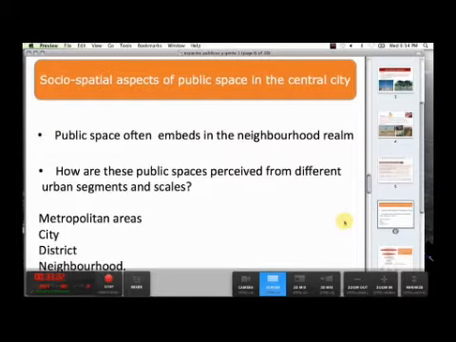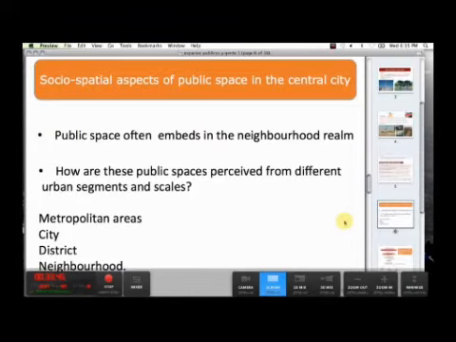So we should think that public space is embedded in the city, and it's embedded in a neighborhood, it's embedded in an area. So I think it's important to consider the different scales of the city in terms of where the public spaces are, where they lie.